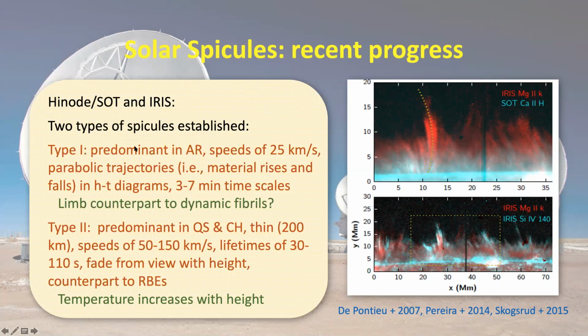In any case, limb counterparts to type 1 spicules were shown in the previous talk by Patrick, who went through an astonishing amount of material, dynamic fibrils. Type 2s predominate in quiet sun and coronal hole regions. They tend to be thinner, faster, shorter in their lifetimes. They appear to fade from view in a given spectral bandpass with height. And the counterpart on disk appears to be the rapid blue-shifted events.